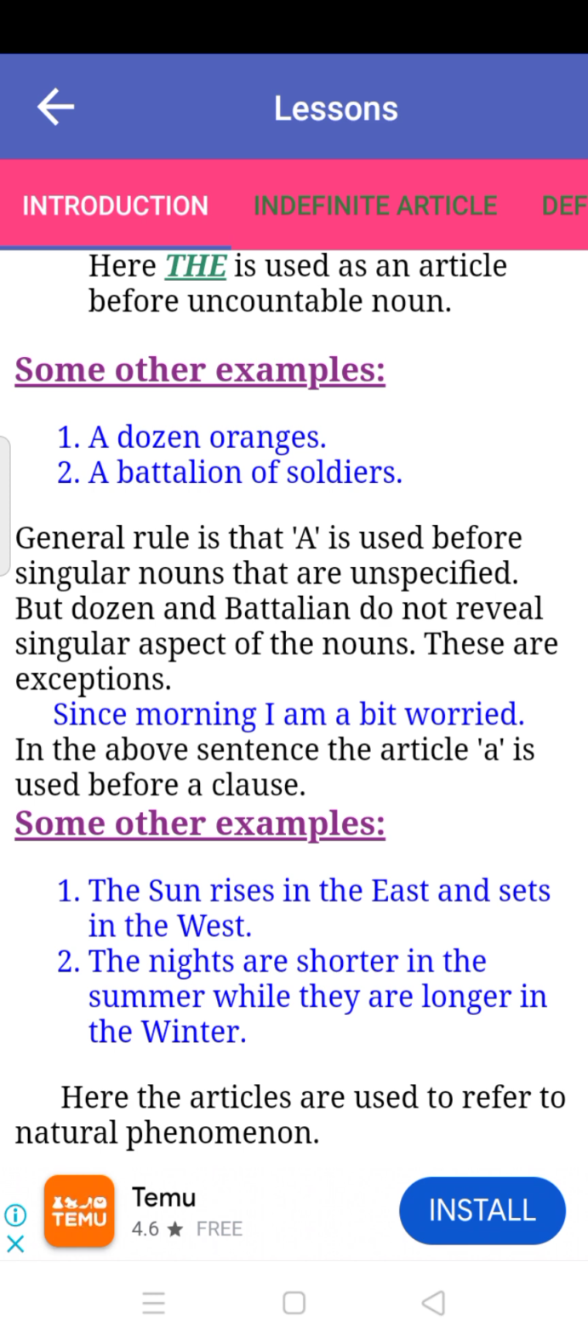Here are some other examples. Please follow these examples very carefully. The sun rises in the east and sets in the west. The nights are shorter in the summer while they are longer in the winter. Here the articles are used to refer to natural phenomena. So, secondly, the indefinite article.